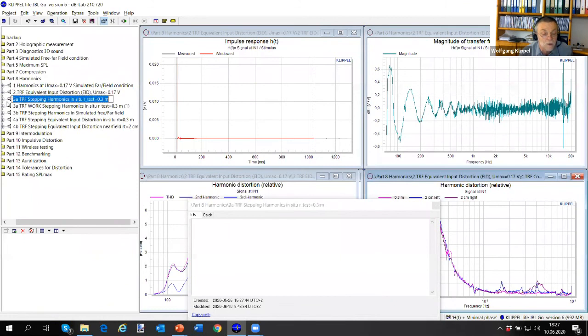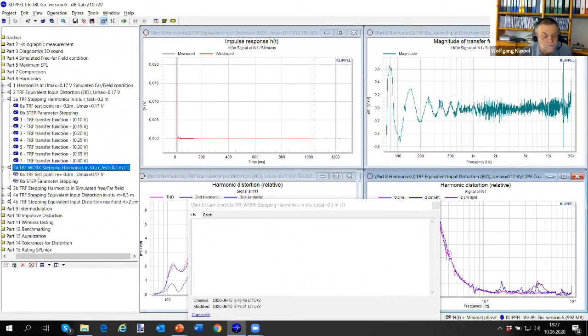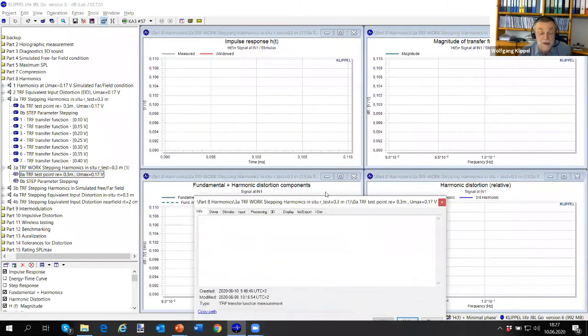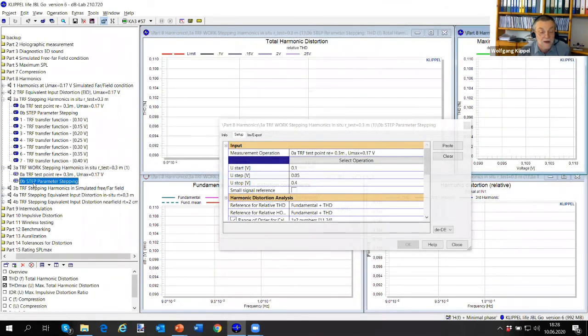I'm closing that, and let's go first to, or maybe I have here a work version. Here is my first TRF, which I only use for setting up the starting frequency, the end frequency, the voltages, and the windows, and so on. And then we have here our stepping module, where I can control the stepping. That's my starting voltage, that's my final voltage. Here is step size, and here I can select operation.